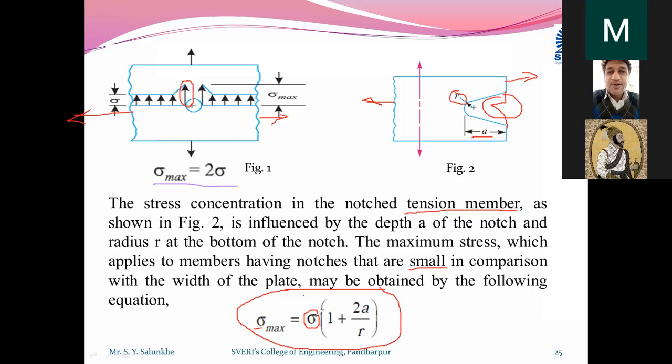Now if you multiply with sigma inside, then the normal stress is added with this extra value. That extra value is sigma into 2A divided by R. Getting me? So this extra value has been added to calculate the maximum stress. Now all these things are calculated based on A, R and normal stress, right? The normal stress is again measured from your tensile experimentation, which we calculate with the help of the UTM.